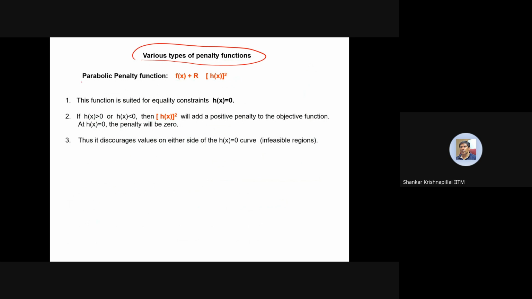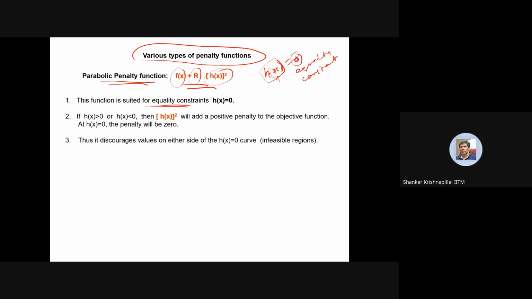So first is the penalty for equality constraint. That is called the parabolic penalty function. That is the objective function plus r into h of x, the whole square. So h of x equal to 0 is the equality constraint. When you substitute the right value of x, then h of x must be equal to 0. So the feasible value of x, when substituted in h of x, must give h of x equal to 0.